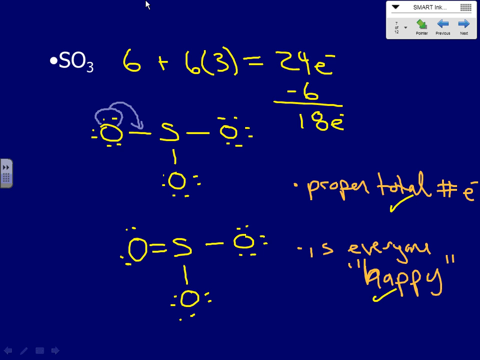Question, Braden? This picture here? No, because I'm out of electrons. You have to count the electrons. If you're just adding dots, then you're making a completely different molecule.